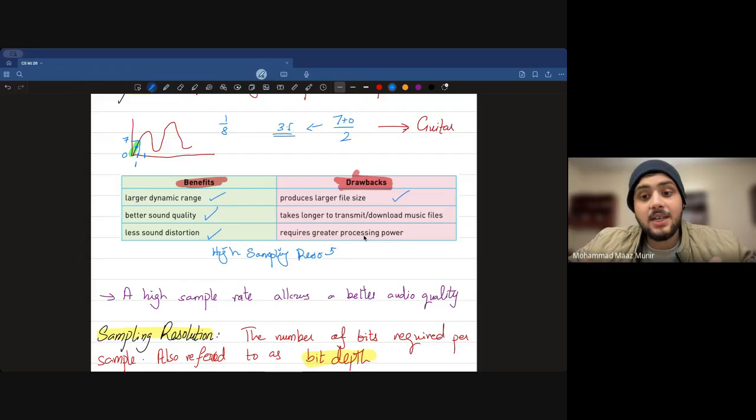Now for that, it might take a few minutes. The difference between a few seconds and a few minutes might not seem that big, but if I have to do it over a large album of, let's say, 100 or 200 songs, it's going to take a very long time. So, the second drawback is that it takes longer to transmit or download music files.